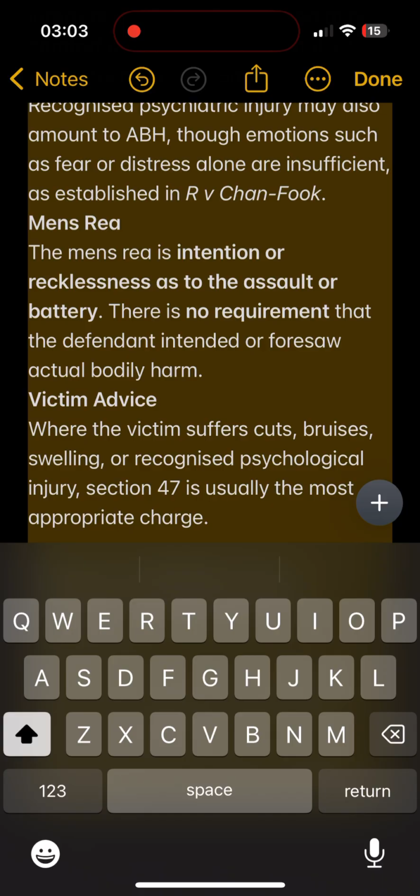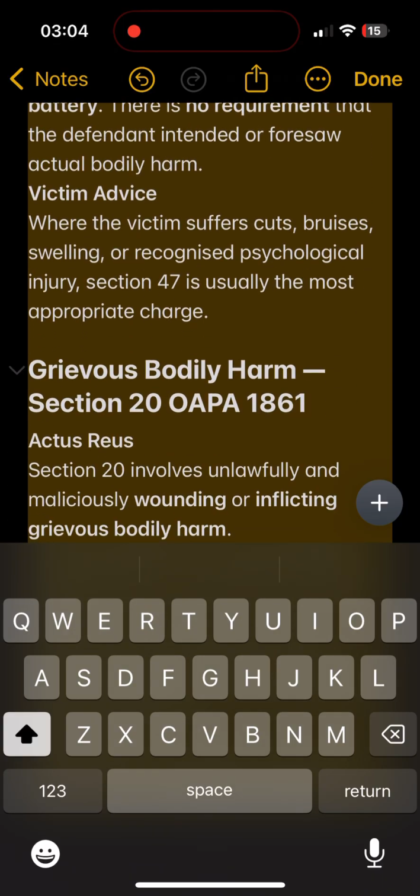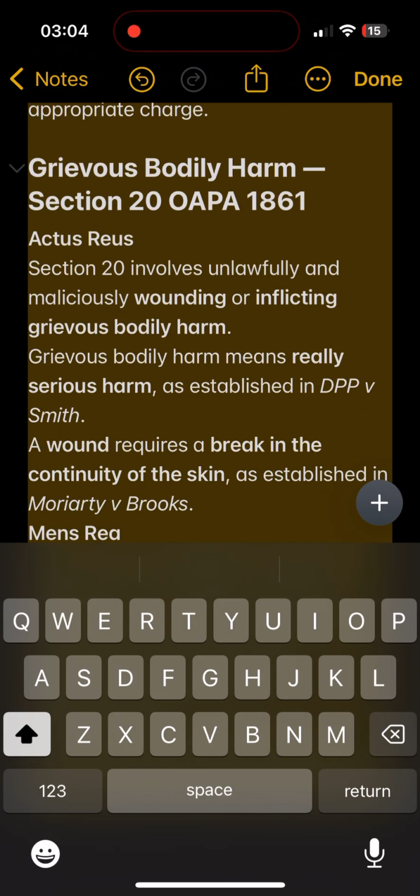There is no requirement that the defendant intended or foresaw actual bodily harm. Victim advice: where the victim suffers cuts, bruises, swelling, or recognized psychological injury, Section 47 is usually the most appropriate charge.